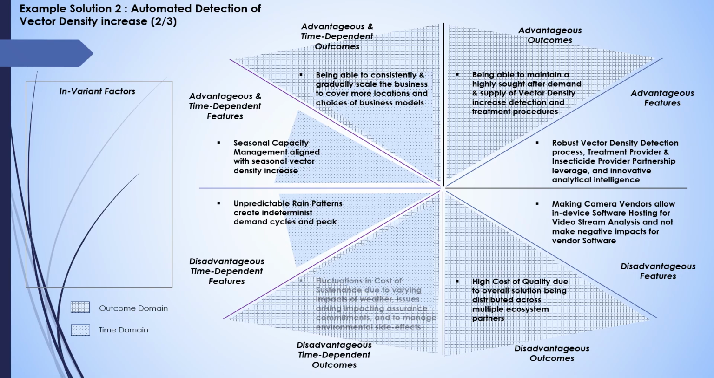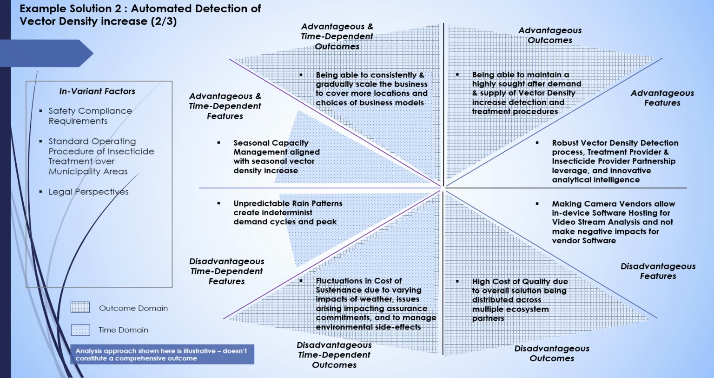upon. And then there are the fluctuations in cost of sustenance, the time-dependent disadvantageous outcomes, weather variability, assurance commitment pressures, and the ongoing management of environmental side effects. None of these arrive in a predictable, manageable stream. They fluctuate, they accumulate. And unless some of them are addressed through the kinds of innovative thinking we've already explored, collaborative SLA prevention, lateral environmental research, community voice marketing, they become a persistent drag on operational and financial health.